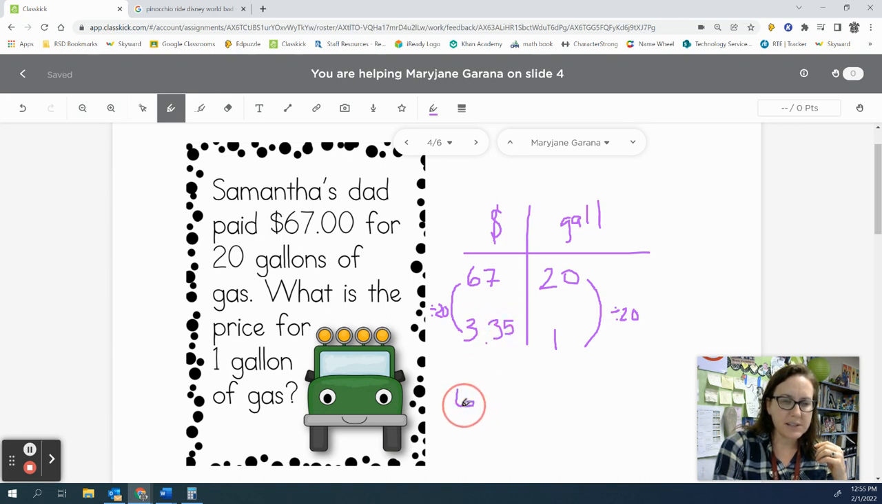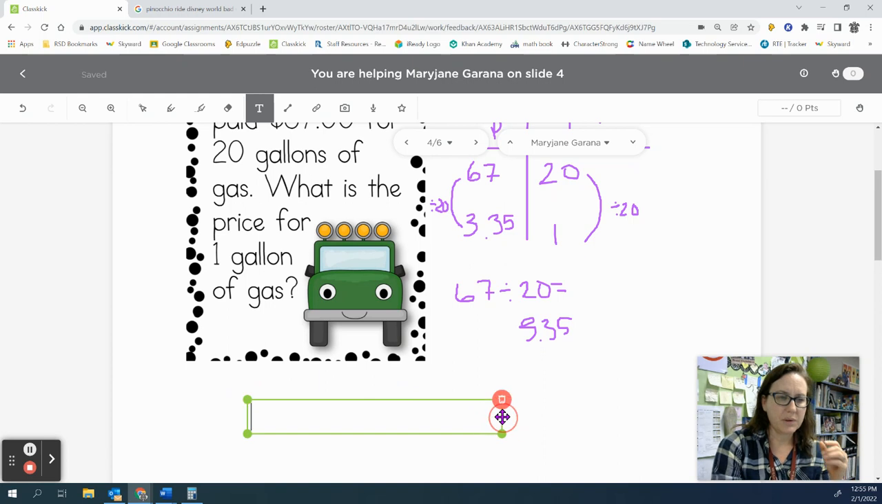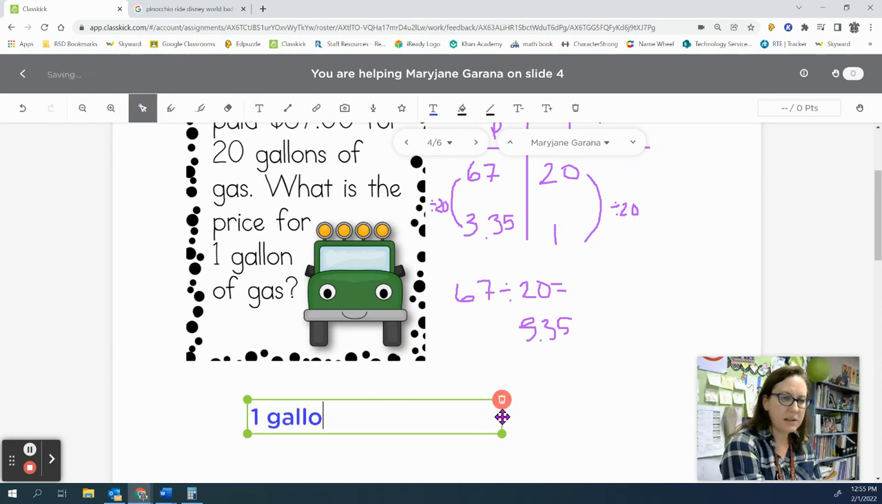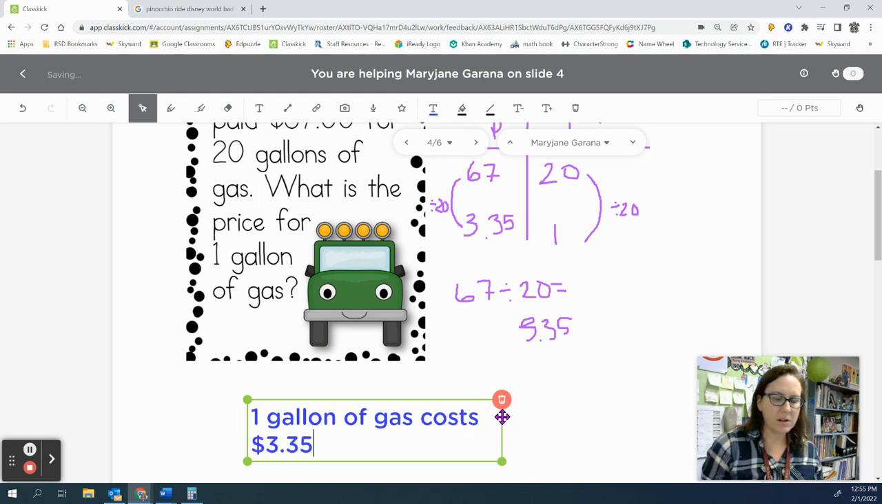So you're going to write 67 divided by 20 equals $3.35. Then we need to answer the question. 1 gallon of gas costs $3.35.